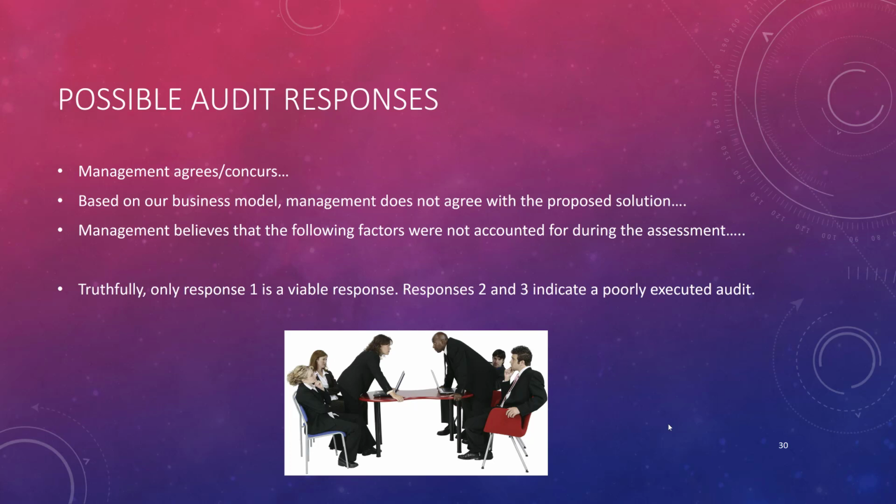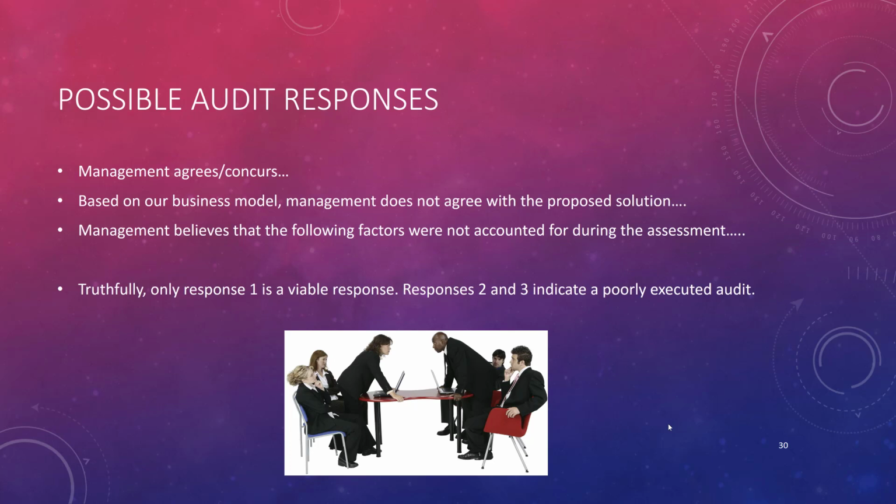I mentioned this previously, but want to provide some commentary around this. The audit, there are 3 possible responses. Management agrees and concurs. You could have a response that's based on our business model. Management does not agree with the solution. And then finally, management believes the following factors were not accounted for during the assessment. Again, truthfully, candidly, use whatever modifier you want. Only option 1 is a viable response. If you're doing option 2 or 3, that means you didn't do the audit the right way.